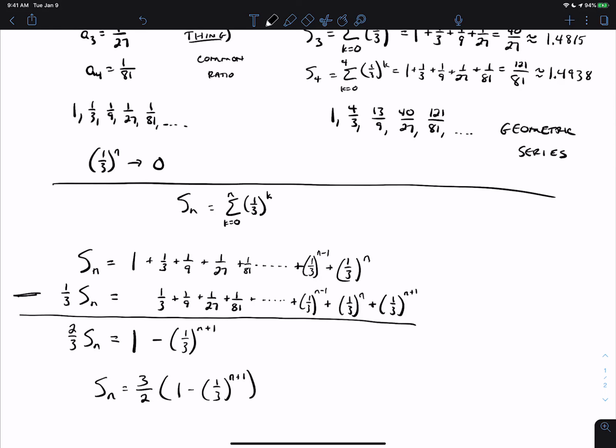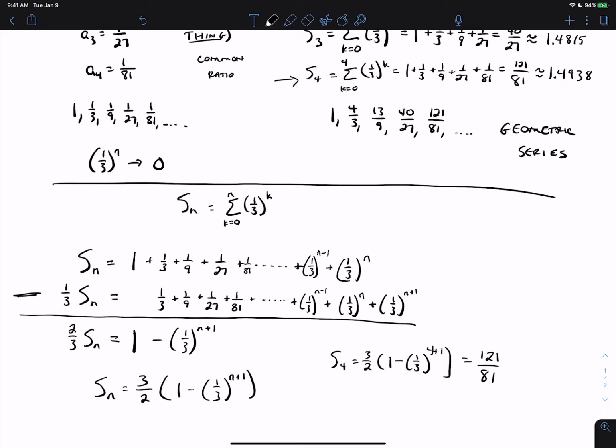Okay, so this formula is really important because it gives us a way to get the terms up here, like S4, by plugging in 4 to that formula rather than adding up 5 terms, or adding up 1 plus a third plus a ninth and so on. So if I plug in 4, I get 3 halves times 1 minus 1/3 to the 4 plus 1, so to the 5th. If I simplify that, and you should verify this, I do get 121 over 81, which is what we got up there.